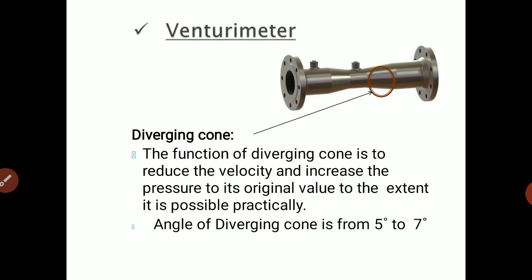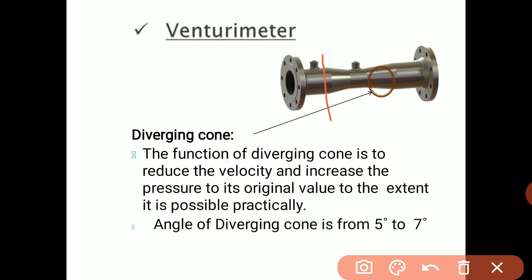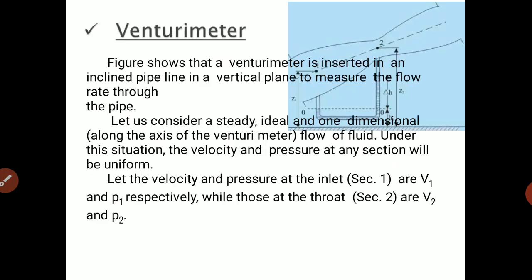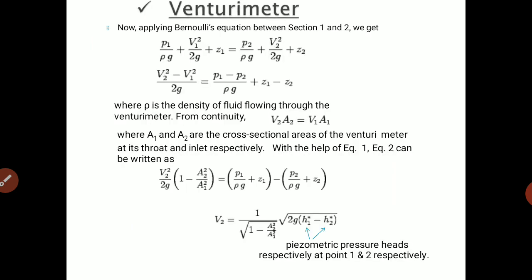The pressure difference, from which the volume rate of flow can be determined, is measured between the entry section 1 and the throat section 2. The axis of the venturimeter may be horizontal, inclined or vertical. By using this venturimeter we can derive the equation of discharge through the venturimeter.